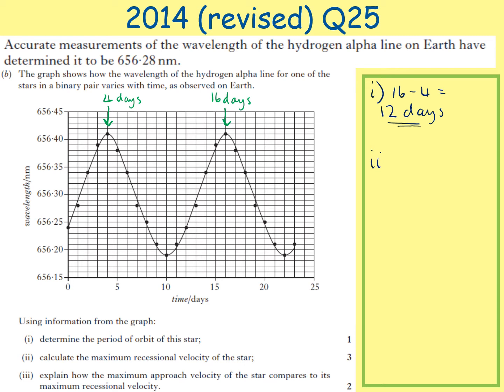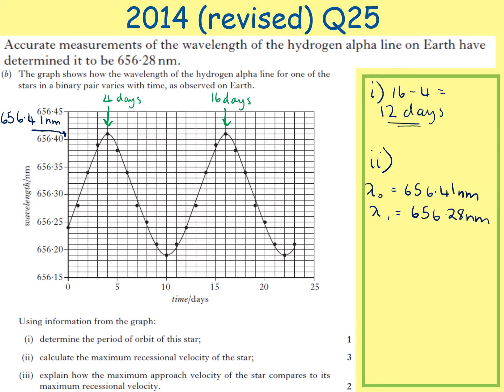The second part of the question asks us to calculate the maximum recessional velocity of the star. If we look onto our graph, we can find at the first peak, the maximum velocity is going to be at this maximum wavelength just here. So looking at our scale, we can work out that this is 656.41 nanometers. That is going to be our observed wavelength. Our wavelength at rest is where they tell us at the top of the question. That's 656.28 nanometers.